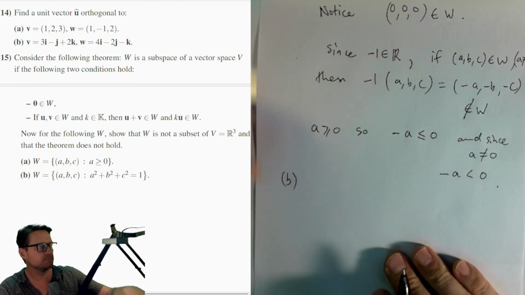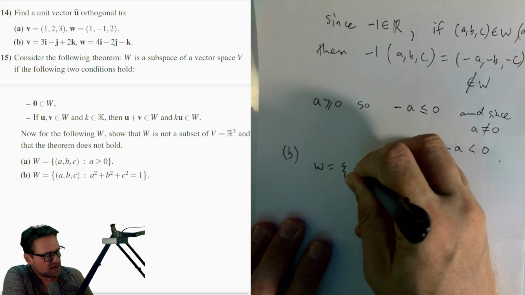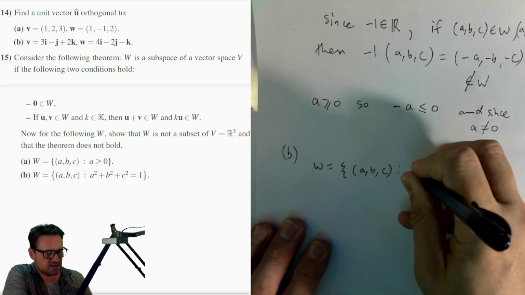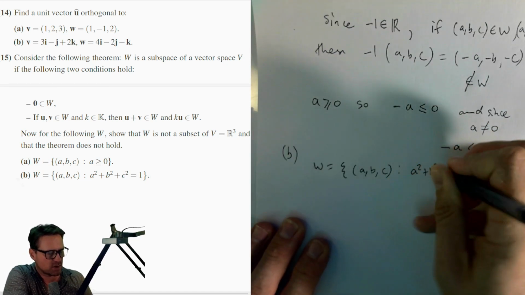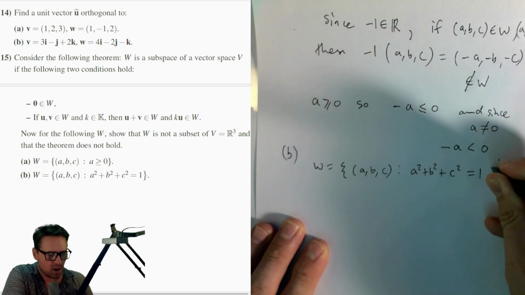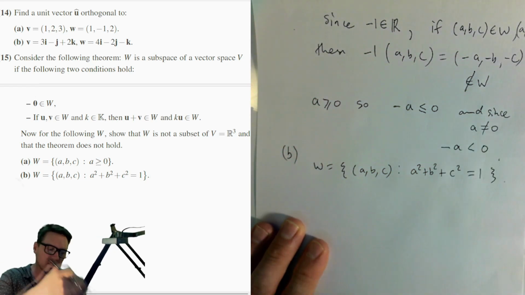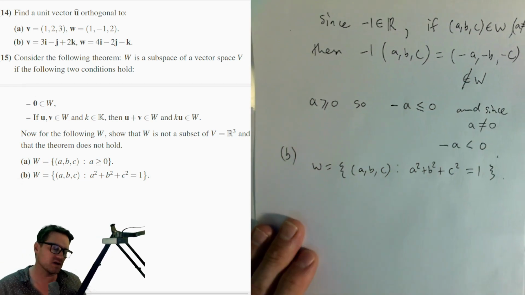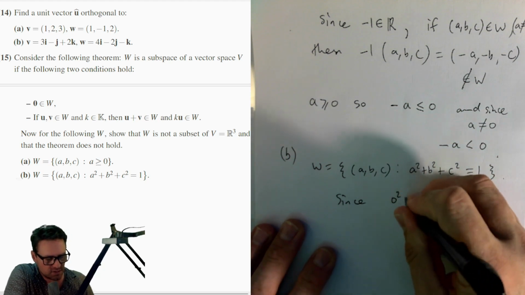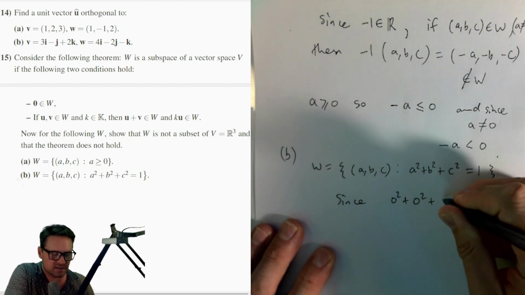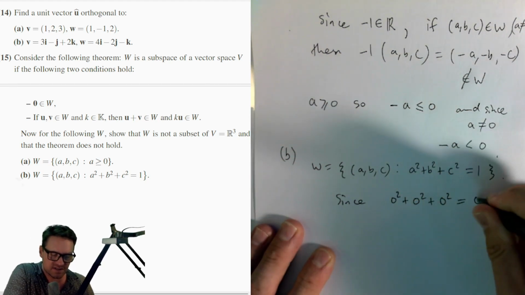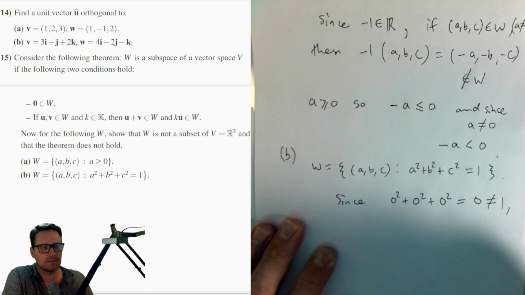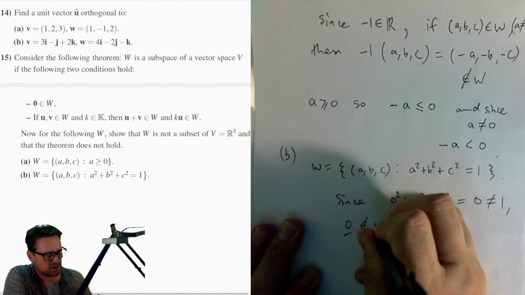Okay, part B. Here W is the set of all triples ABC such that A squared plus B squared plus C squared is equal to 1. Now, is the zero vector in W? Well, no, it's not, because 0 squared plus 0 squared plus 0 squared is equal to 0, not 1, so the zero vector is not an element of W.